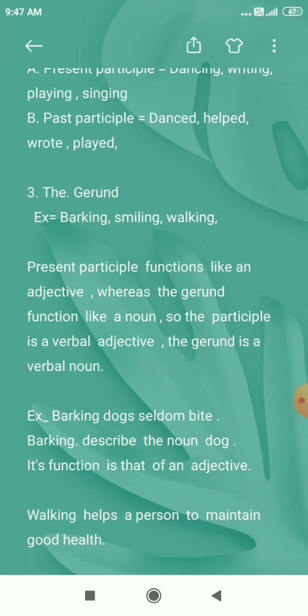While in the first sentence, when the verb is acting like an adjective, it is the participle. Barking dogs seldom bite. Here barking describes the noun dog and its function is that of an adjective.